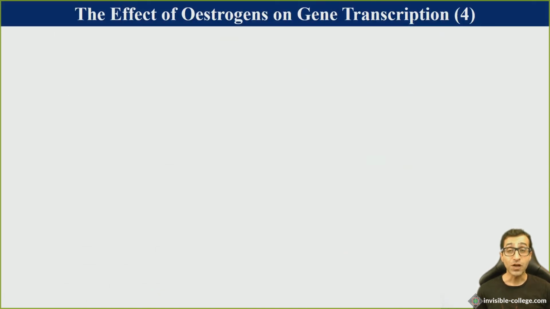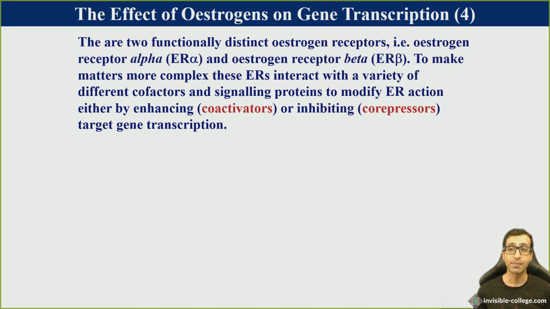So there are two functionally distinct estrogen receptors: the estrogen receptor alpha and the estrogen receptor beta, which are usually abbreviated ER alpha and ER beta respectively. To make matters even more complex, these can then interact with a variety of different cofactors and signaling proteins to modify the estrogen receptor action by either enhancing, in the case of coactivators, or inhibiting, in the case of co-repressors, the target gene transcription.